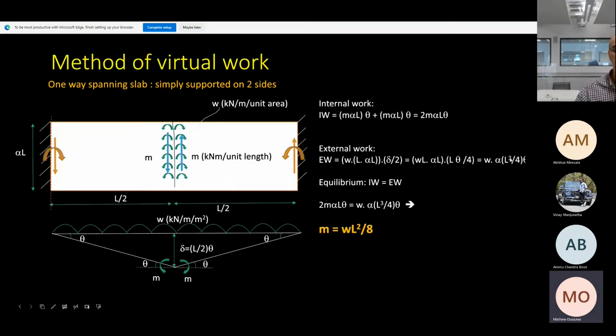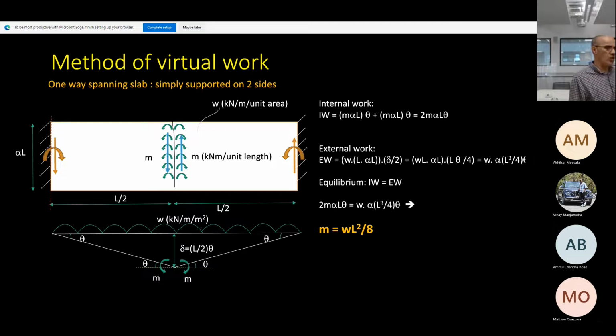So it's W alpha L cubed over 4 times theta. When you equate the external work with the internal work, you can see that the theta will cancel, same as with plastic theory, and we have M is WL squared over 8.